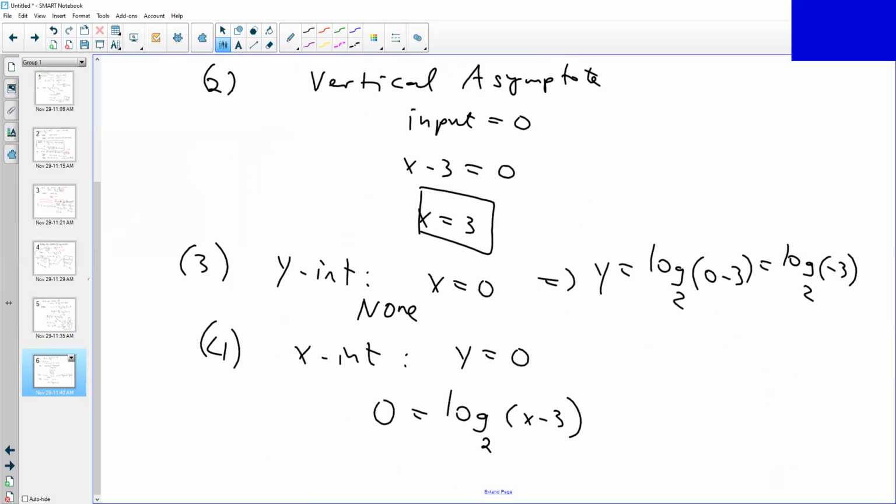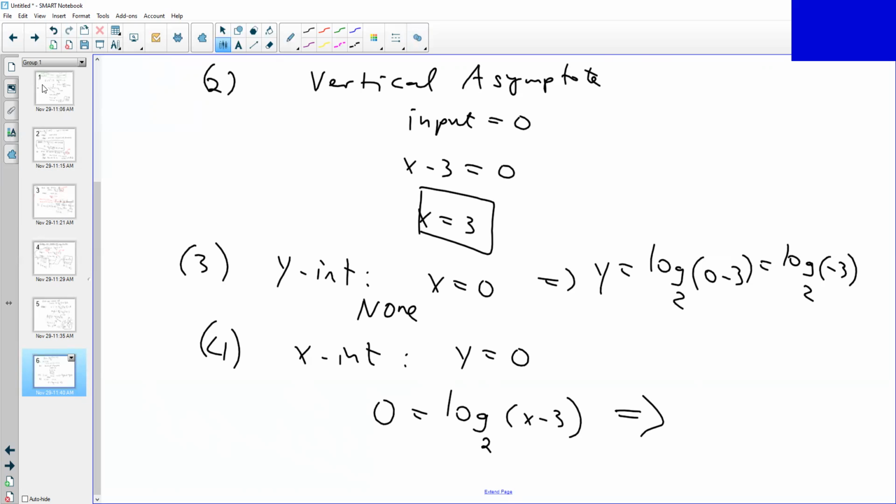Now, what kind of equation is this? A log equation, right? To solve a log equation, what do we do? Convert it to exponential form, right? So I have a log equation, which is in log form. To solve a log form, I convert it to exponential form and vice versa, right? So how do I convert this to exponential form?